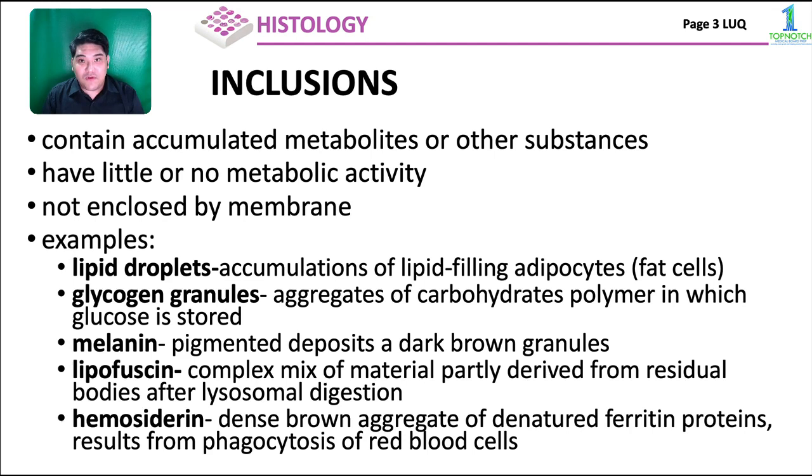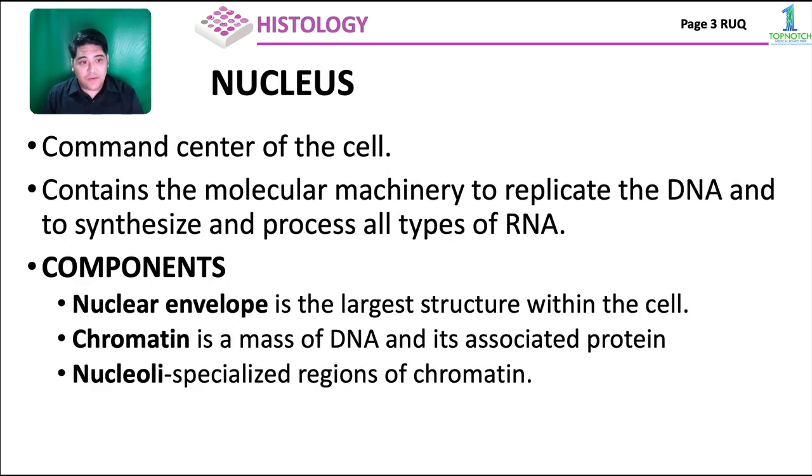And then we have your lipofuscin, favorite ko to. It's a complex mix of material partly derived from your residual bodies after lysosomal digestion. Actually, maraming lipofuscin sa tissue ng liver, okay, because of a lot of lysosomal digestion there. And then we have your hemosiderin. It is a dense brown aggregate of denatured ferritin proteins resulting from the phagocytosis of your red blood cells. So, nice to know yung mga inclusions, baka matanong. Then, lastly, we have the nucleus.